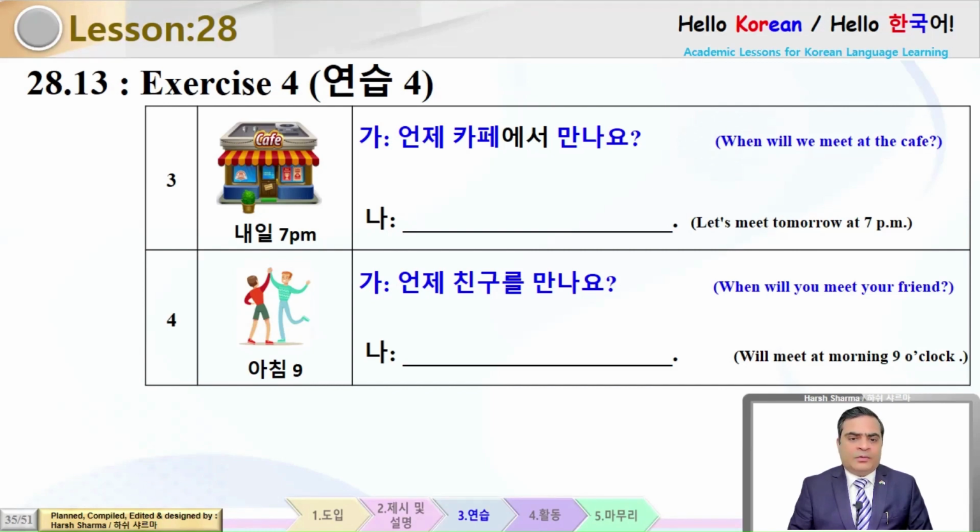And number 4, 언제 친구를 만나요? 아침 9. Will meet at morning 9 o'clock. So how to write this answer? Morning is 아침. 9 o'clock, 여러분, you know how to write number 9 in native Korean numbers by adding particle 시, and with 시 you have to add 에. Please write this. And take your time, 여러분. Let's move to number 5.